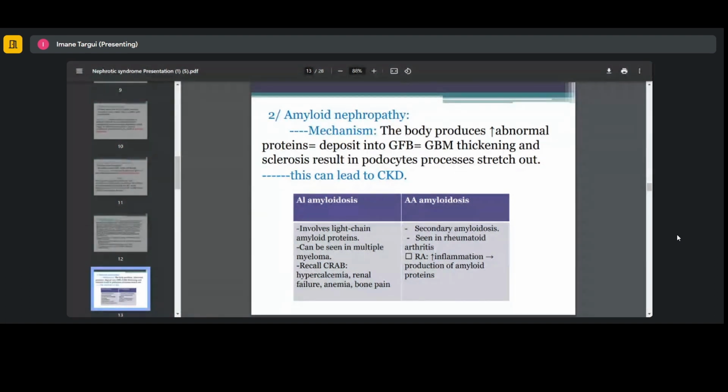We have two types: AL amyloidosis and AA amyloidosis. The first one involves light chain amyloid proteins; when we do microscopy, we can see this light chain, and it can be seen in multiple myeloma, with hypercalcemia, renal failure, anemia, and bone pain. We have secondary amyloidosis seen in rheumatoid arthritis, which increases inflammation and production of amyloid proteins.